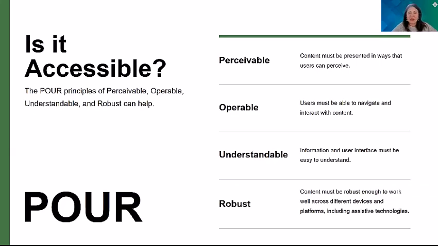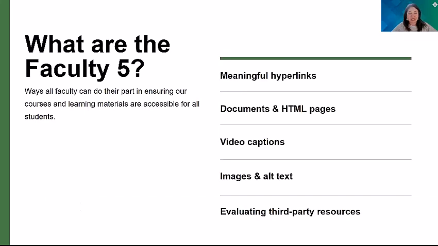One of the awesome things that our department has championed over the years is the faculty five. So the faculty five are 5 things that all of our faculty are empowered to do right away to ensure that their course materials are accessible for all of their students. The 5 we looked at last week are meaningful hyperlinks, documents and HTML pages, video captions, images and alt text, and evaluating third-party resources. I'm going to take you through a brief recap of what those 5 looked like in practice before we dive in today.